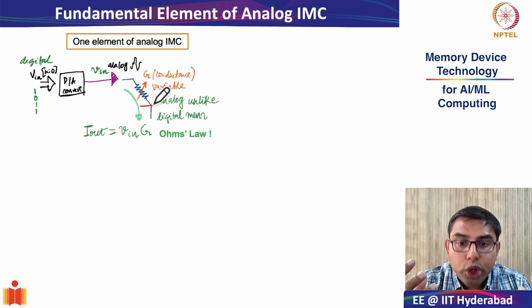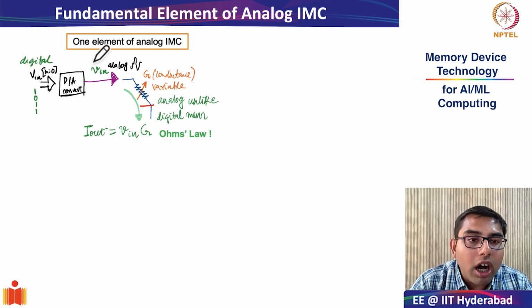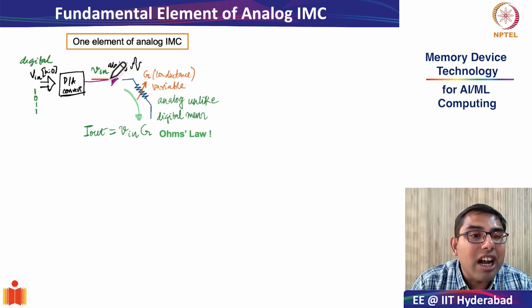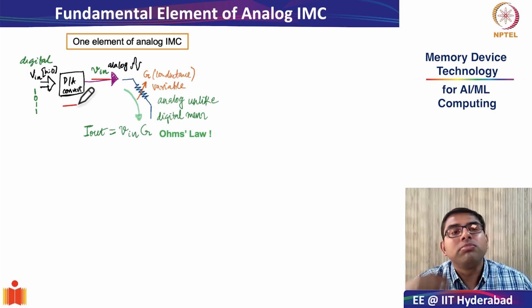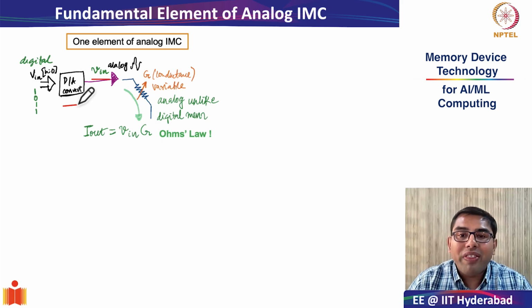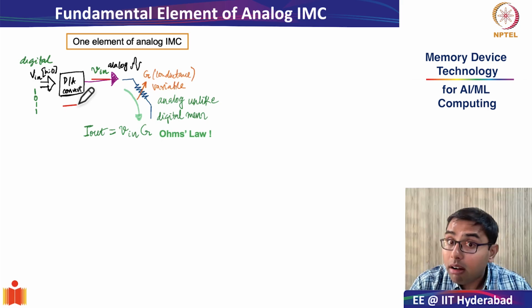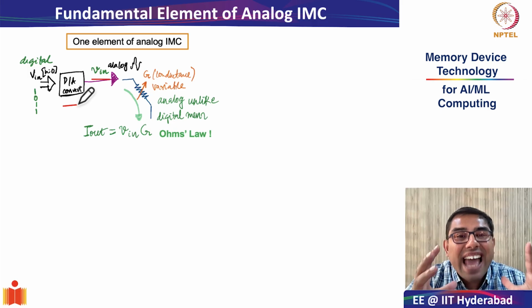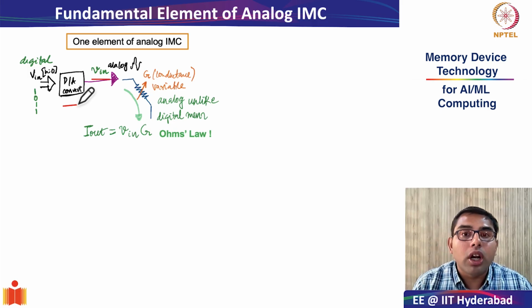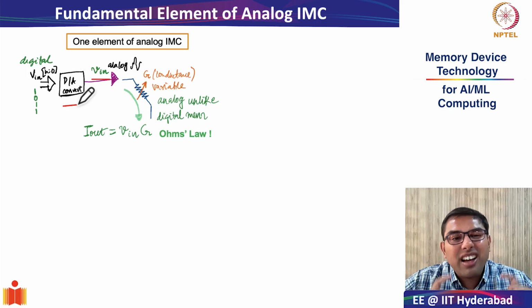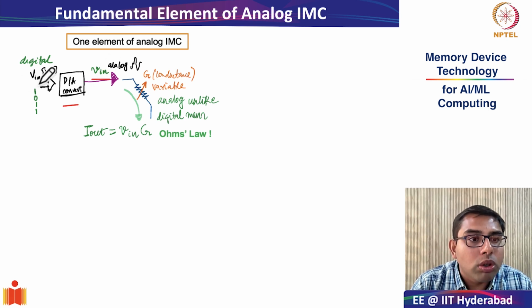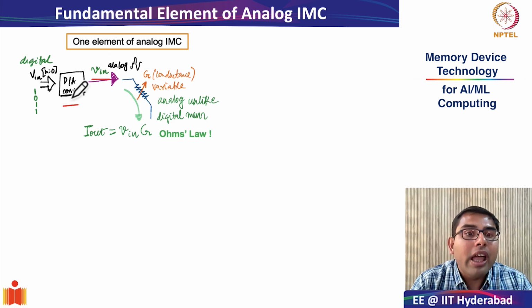So to this tunable conductance, we apply an analog voltage Vin, which is converted from a digital source using a D2A converter, because as we will see, although the main acceleration part of analog in-memory computing happens in the analog domain, the signal transmission to and from other parts of the chip happens in the more reliable digital domain. So this digital data needs to be converted into analog data. This is what this D to A converter does. And this is passed through this variable conductance.